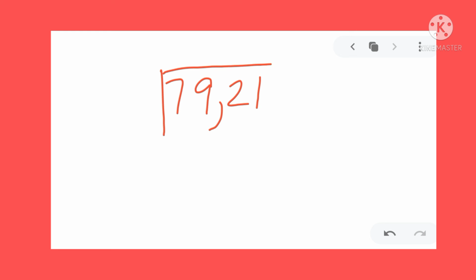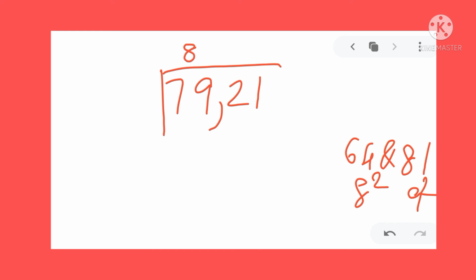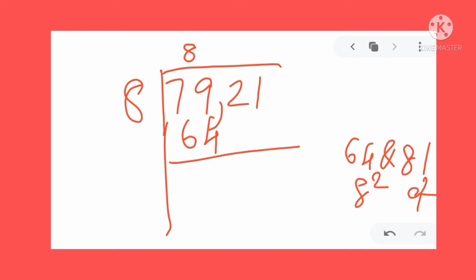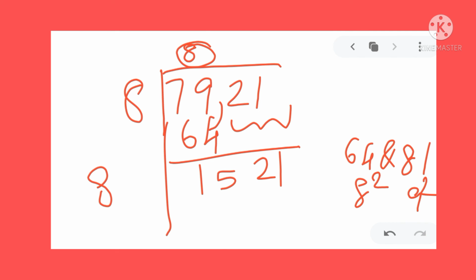Another question, 7921. Make it a pair. 79 lies between 64 and 81. So we write 8 here, since 8 square is 64 and 9 square is 81. 8. Then 8 into 8, 64. After subtracting we will get 15. Then write 21. Then the double of 8 we want to write. Here 16 we write. Double of 8 is 16.